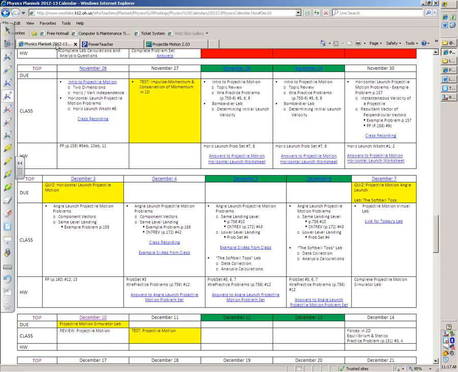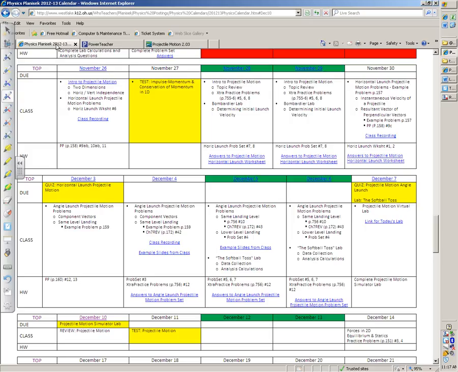Then on Wednesday of last week, we went down to the PAC and took some data so we can calculate the initial velocity of some throws at an angle. And then on Friday, you took your angle launch quiz. Today, we will review and then test tomorrow.